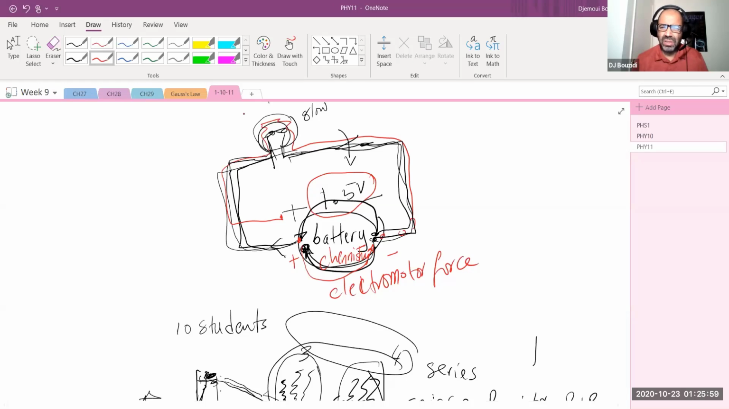Any questions about the concepts, more or less? For those who took Physics 10 before and are fulfilling their requirement for Physics 10, taking Physics 11 now, do you remember this discussion that you had when you had electrical circuits?